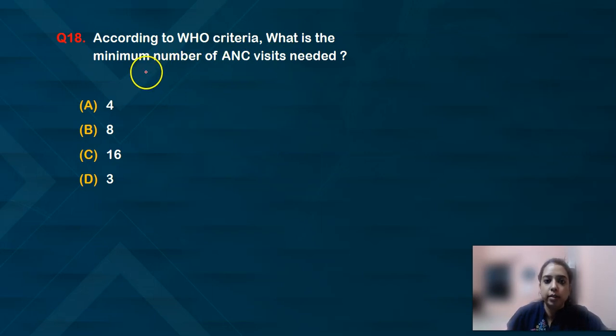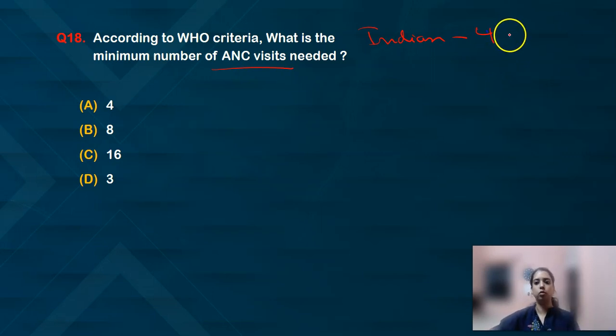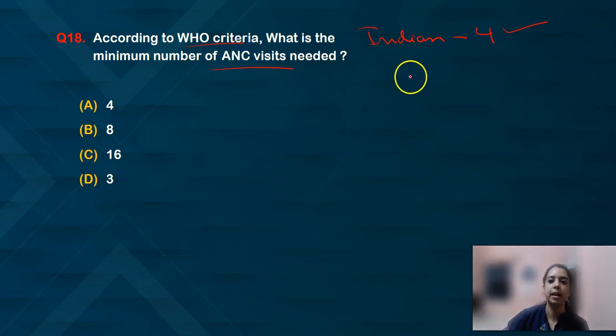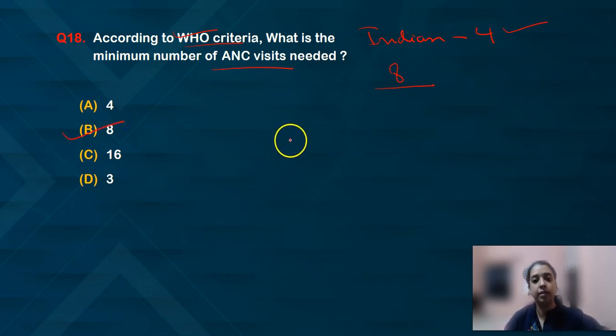According to WHO, what is the minimum number of ANC visits? Why has this been added? Because according to the Indian guidelines, the minimum ANC visits needed is 4. According to old WHO, the minimum ANC visits was 4. But WHO has updated it and said that if the number of visits is 8, the pregnancy outcome is better. So the minimum ANC visits according to WHO has been asked, not according to Indian guidelines. It is 8. So 8 visits are necessary as per the WHO.